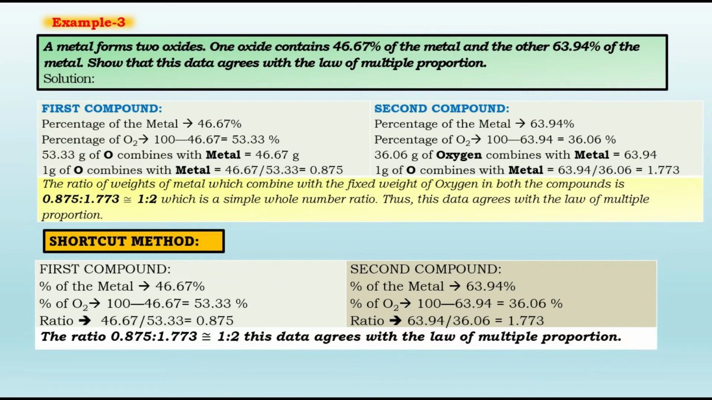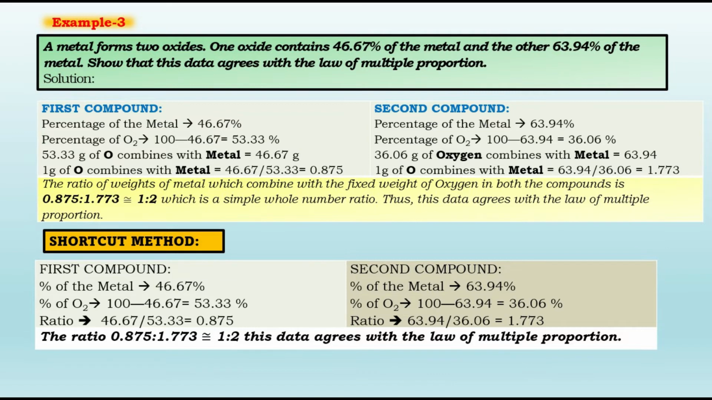Since the ratio of weights of the metal which combines with the fixed weight of oxygen in both the compounds is 0.875 is to 1.773, that is approximately equal to 1 is to 2, which bears a simple whole number ratio. Thus, this data agrees with the law of multiple proportion.